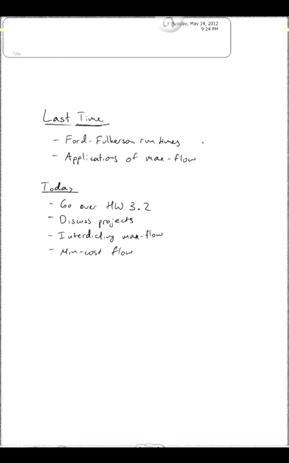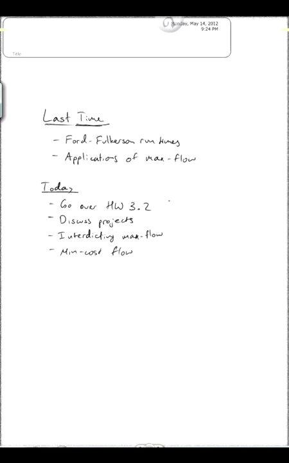Last time in class we just finished up discussing the Ford-Fulkerson algorithm. In particular, we talked about its runtime a little bit. And then for most of class we discussed some applications of max flow. The two applications that we looked at were the producer-consumer application and how to find a feasible flow when we have some lower bounds on the arcs.